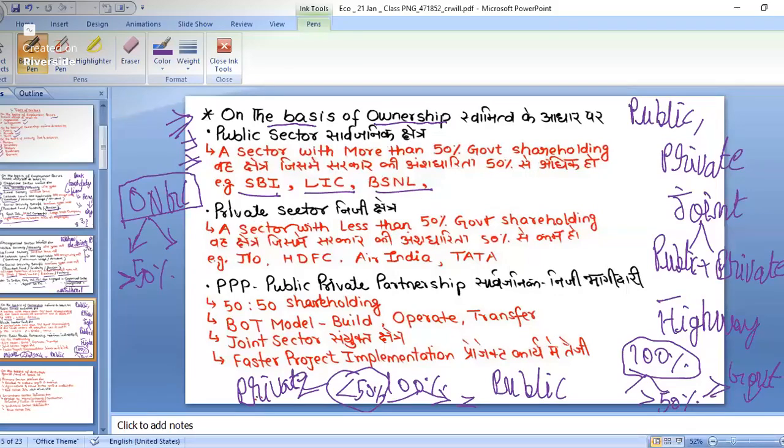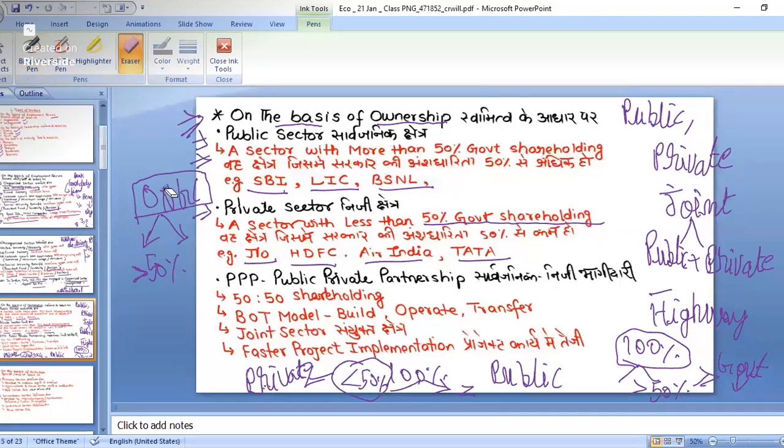Okay, then we have the private sector. So private sector is what? It is a sector with less than 50% government shareholding. So those things will be known as what? Private sector. And in that example, you can see we have Jio, HDFC Bank, Air India, Tata. So all these are what? Private sector.